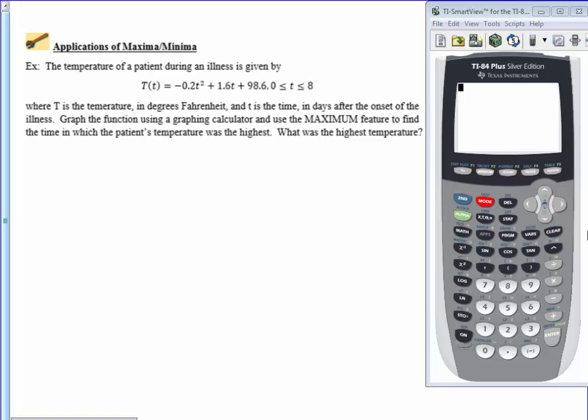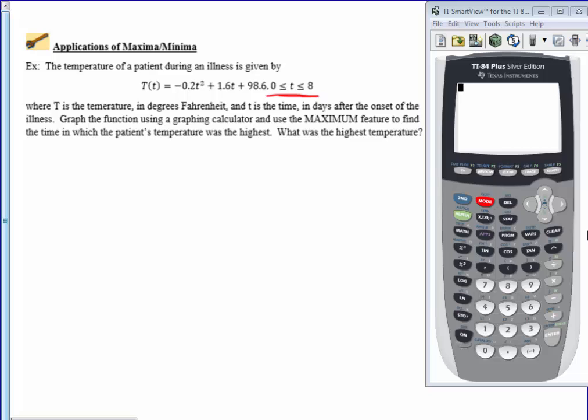Here we are asked to find either the maximum or minimum for an application type problem. The first thing to do is make sure that you understand the problem well and the notation. This problem says that the temperature of a patient during an illness is given by capital T of little t equals this function. And then notice that it gives you an interval for your t values.